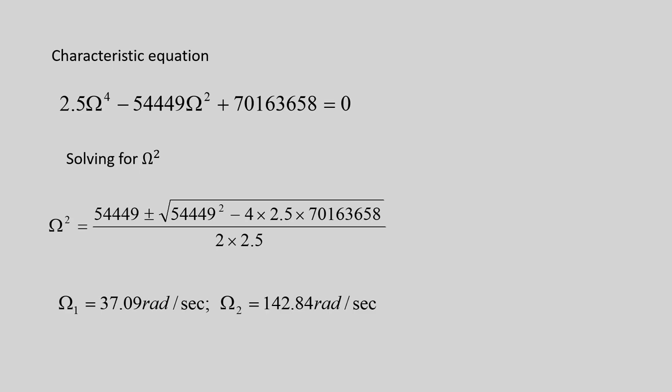The quadratic formula, I think, is known to you. Say this is the quadratic equation ax² + bx + c = 0, then x is equal to (−b ± √(b² − 4ac)) / 2a. So this is used here, and after calculating ω², we get the first natural frequency 37.09 and second natural frequency 142.84. So you can see the natural frequency has dropped. Actually, when the mass was not present, the first natural frequency was 45 and the second natural frequency was 183 radian per second. But here you are seeing the reduction in natural frequency due to the presence of concentrated mass.